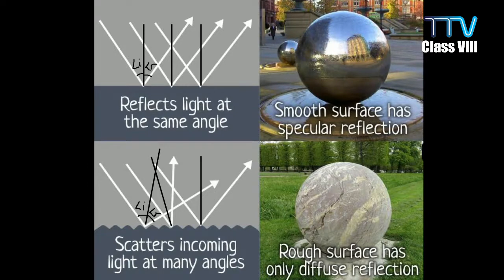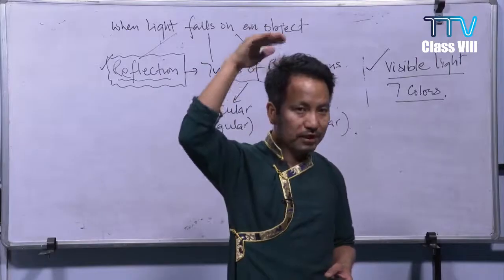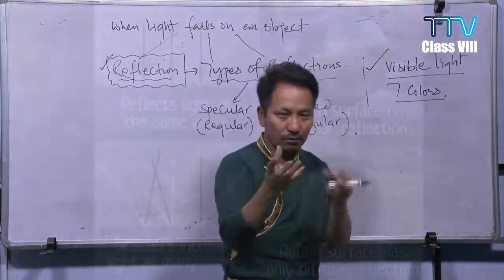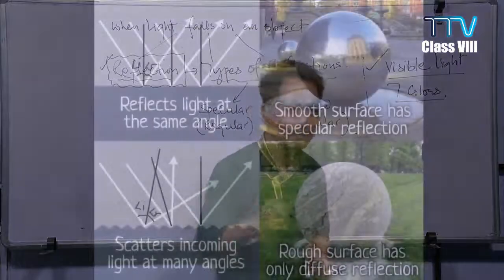In case of specular reflection, the above picture shows specular reflection. The one which is having a rough surface shows a diffuse reflection.